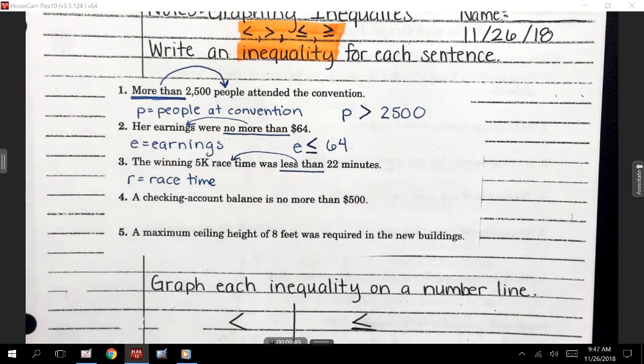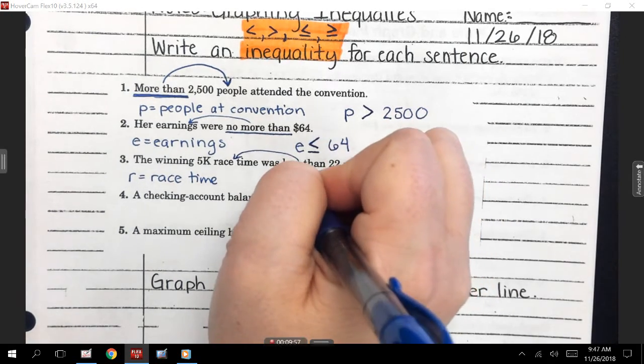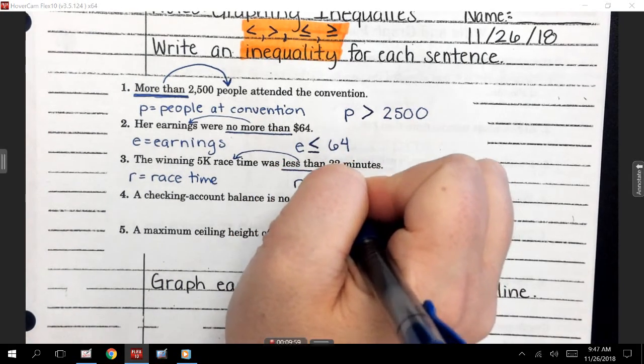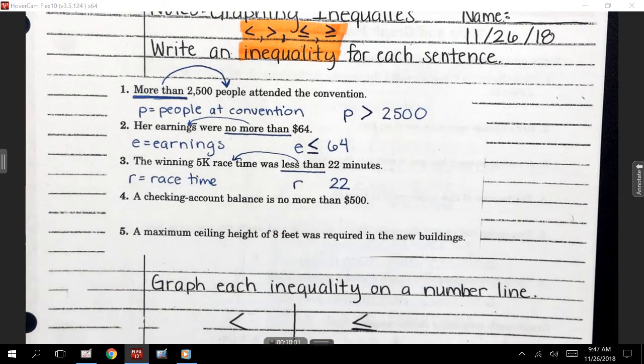Some people today have used W for the winning race time. I said W is fine. So we have race time. I'm going to put my letter first again. So R, and then I'm going to put 22 because that's my number. It's nice because your order is always the letter, then the number.